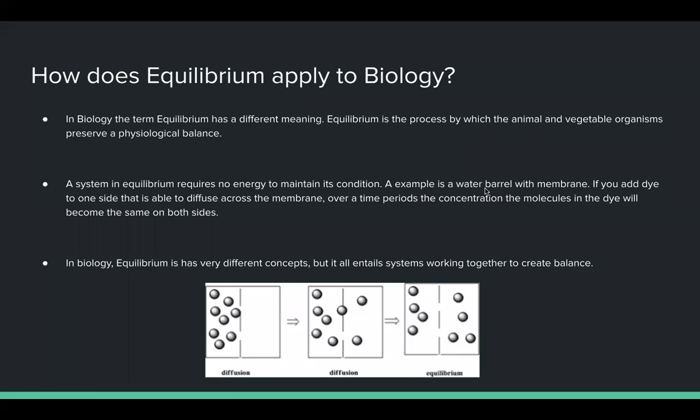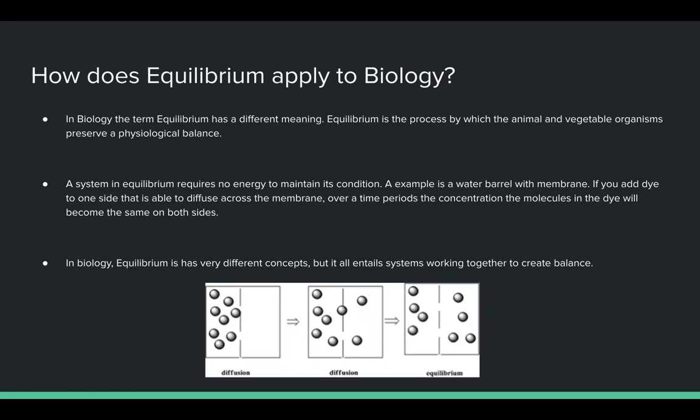How does equilibrium apply to biology? In biology, the term equilibrium has a different meaning. Equilibrium is the process by which animal and vegetable organisms preserve a physiological balance. A system in equilibrium requires no energy to maintain its condition.